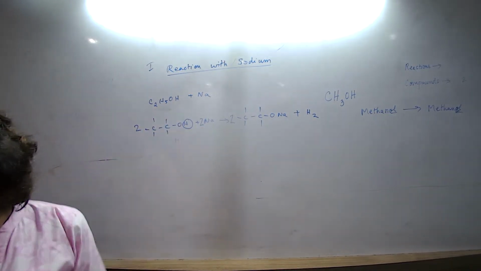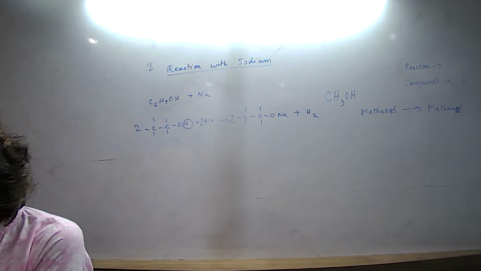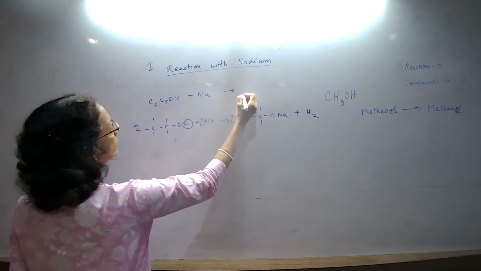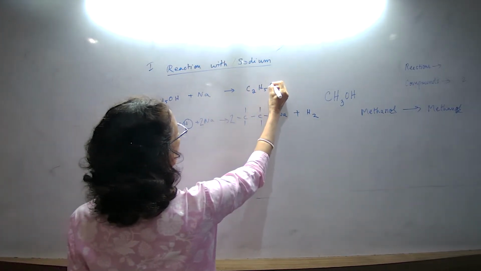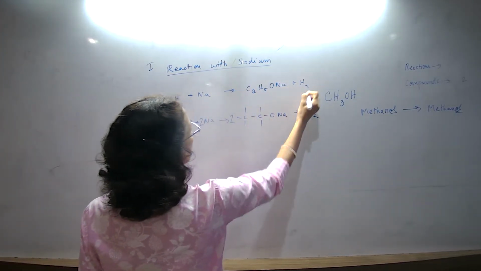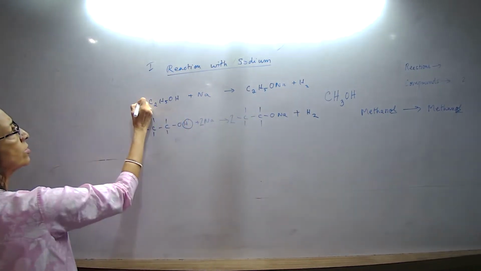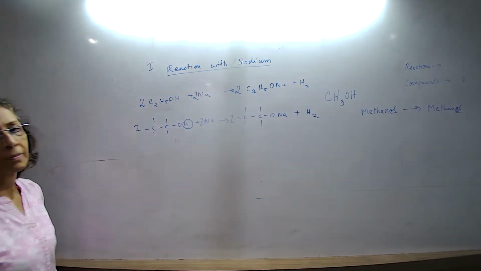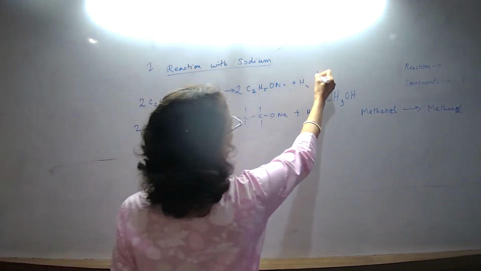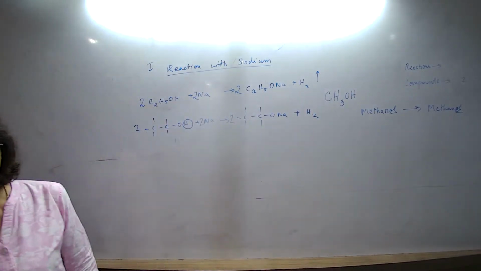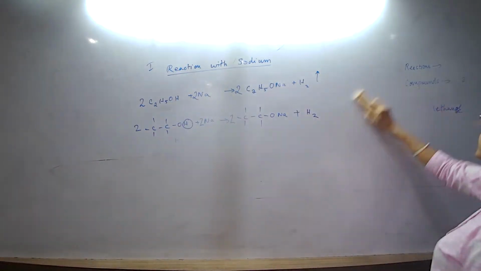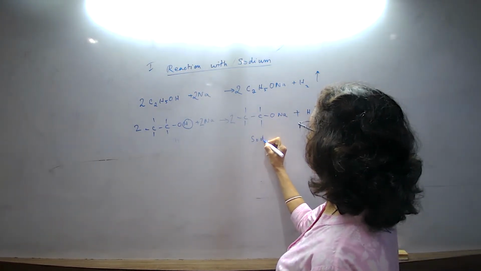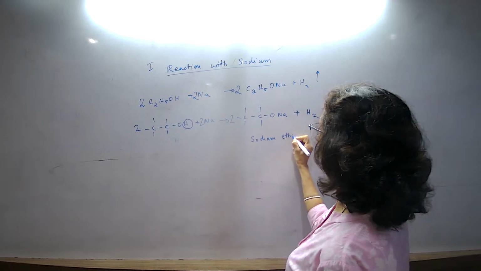Reaction of ethanol with sodium. So you got C2H5ONa plus H2. There are 2 here. So this hydrogen also becomes 2. This whole lot becomes 2. Sodium also becomes 2. Hydrogen is a gas. So we put an upward arrow, or we can also write it as G. So this is sodium ethoxide.